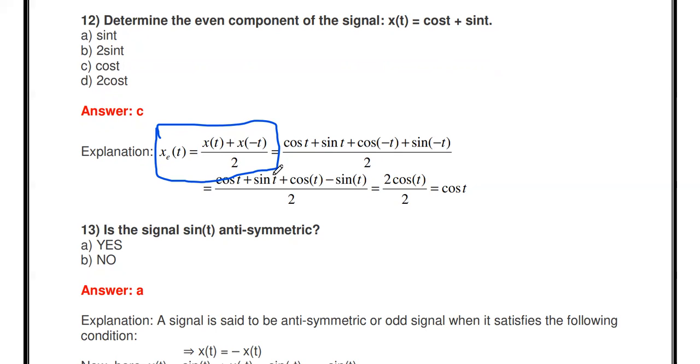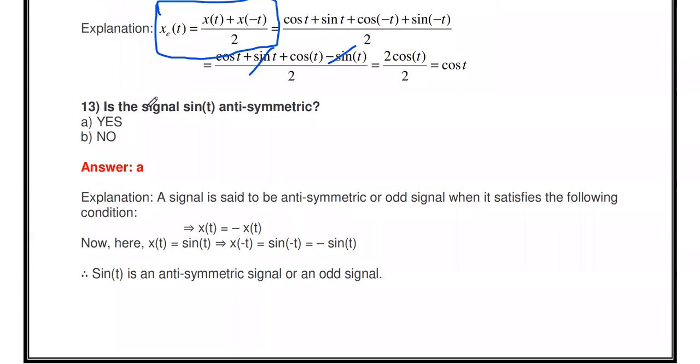Okay, divided by 2. So here the sin t cancelled. Then 2 times the cos t will come. So 2 cos t divided by 2. So 2 cancel. So we will get the answer cos t. Okay, so which one is the even component in that signal? This cos t is the even component. So where is the answer, you see? So cos t is the answer.